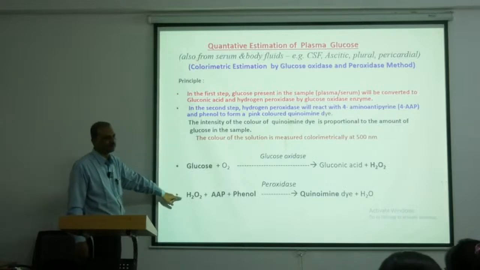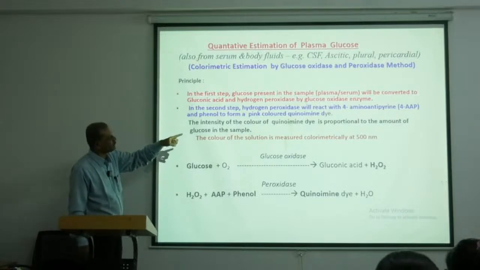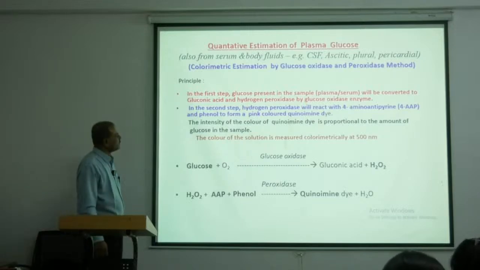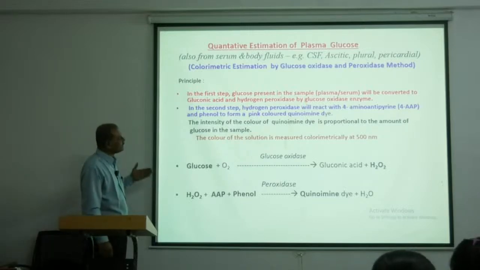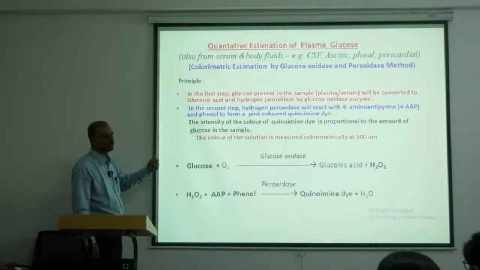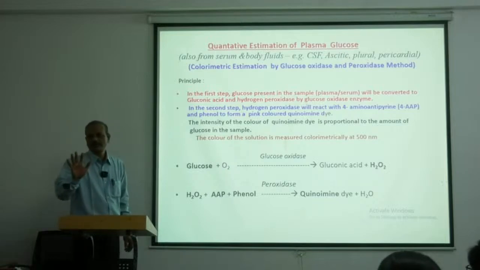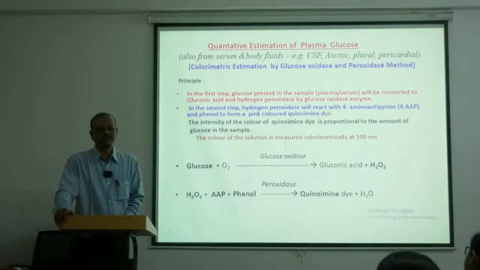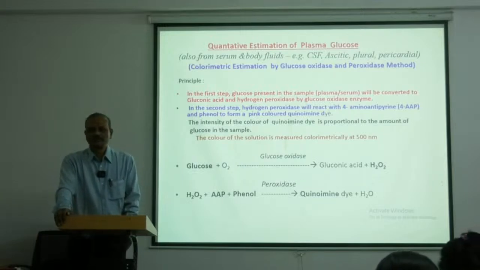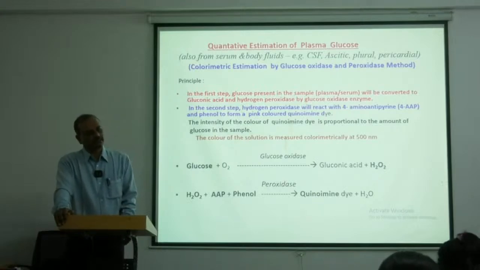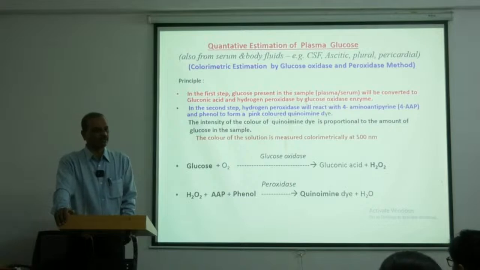In the second step, hydrogen peroxide will react with 4-aminoantipyrine and phenol to form a pink colored quinonimine dye, which you will see today. So the intensity of the color of quinonimine dye in that particular solution is proportional to the amount of glucose in the sample. Is this part clear? Is this part clear to everybody? If not, then I am going to repeat again. Has everybody understood clearly?